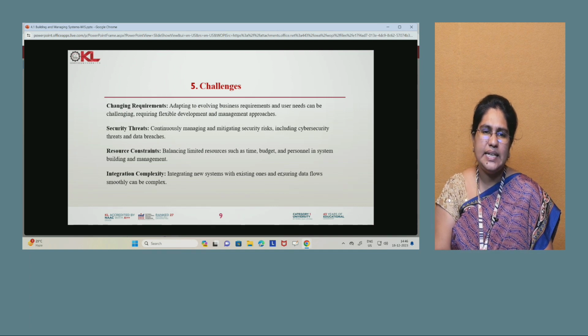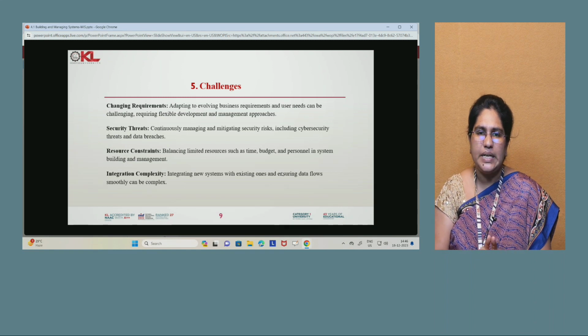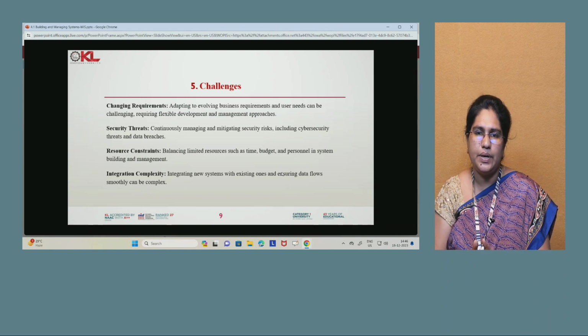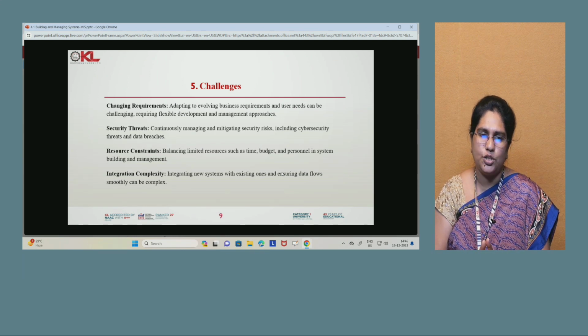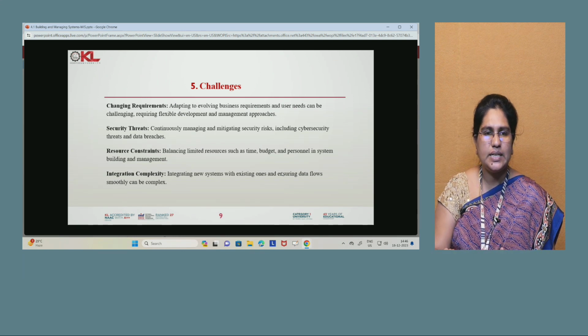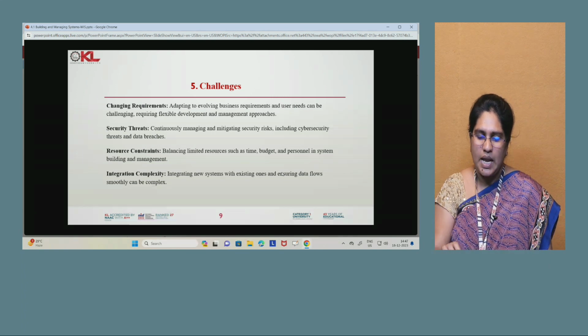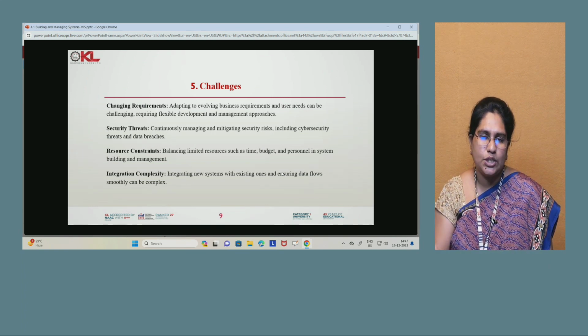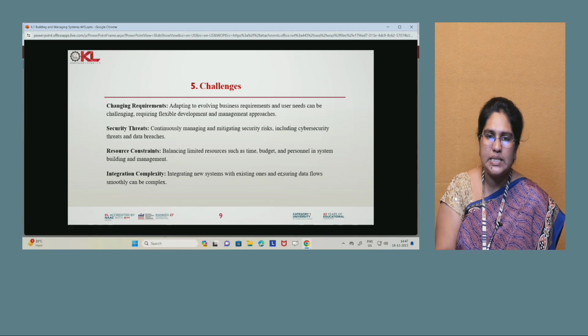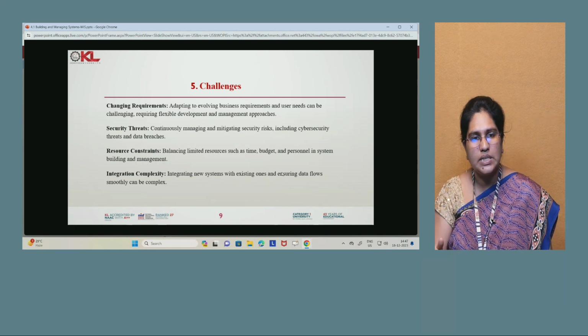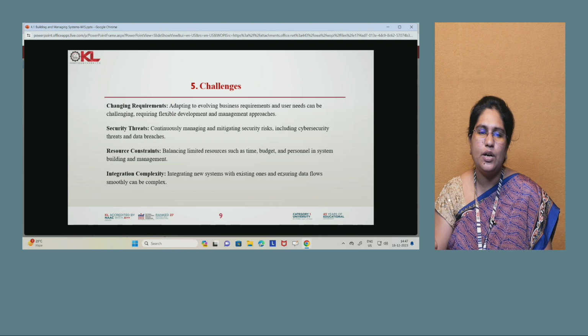Balancing limited resources such as time, budget and personnel in system budgeting and management. So integration complexity, what is it? Integrating new systems with the existing ones and existing data flows smoothly can be complex.